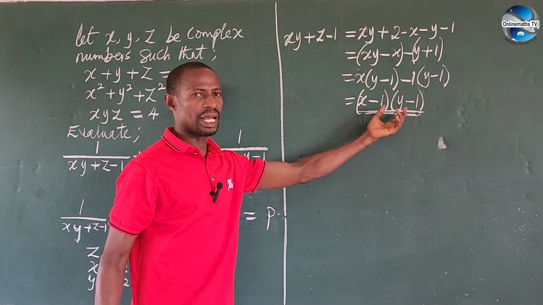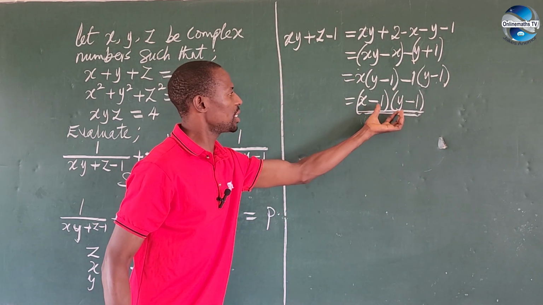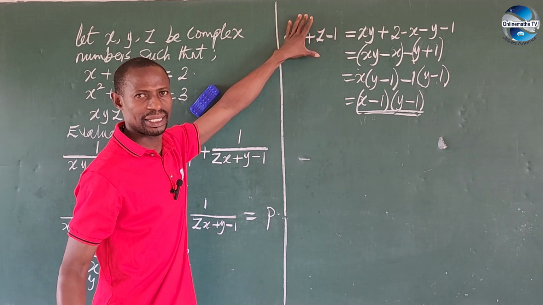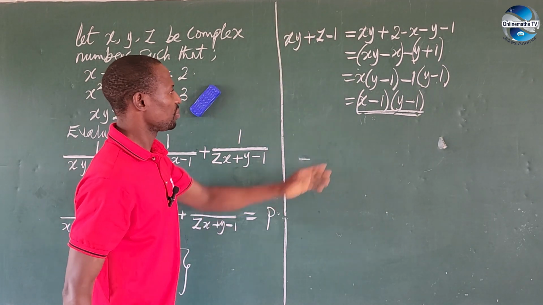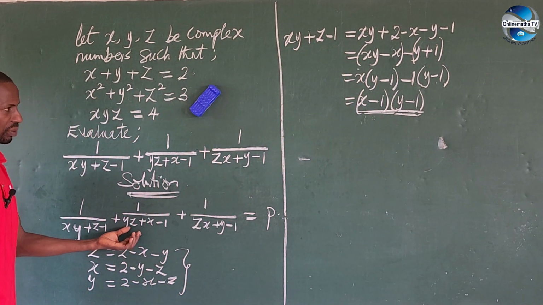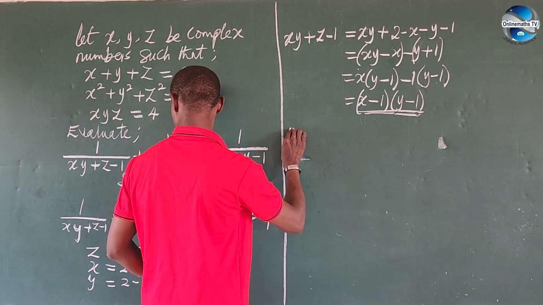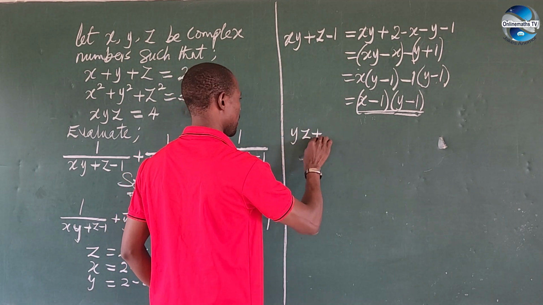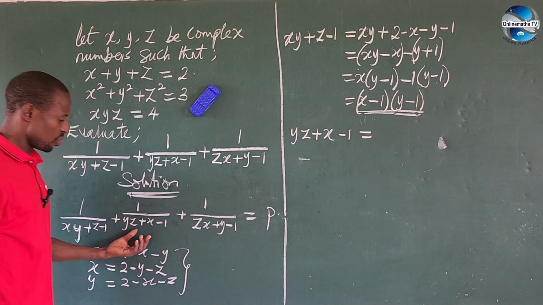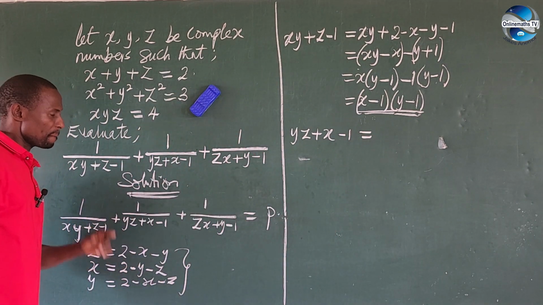Now if you look at this, we can replace this quantity with what we have here. Very easy. So if we put this in place of this, we do the same for the other two. For this one, we're going to have yz plus x minus 1 equals, we are handling this now.